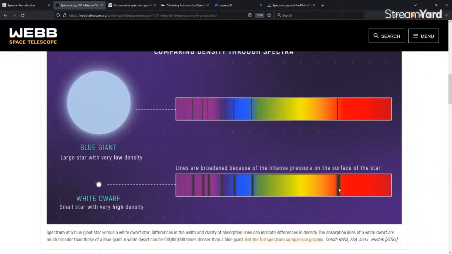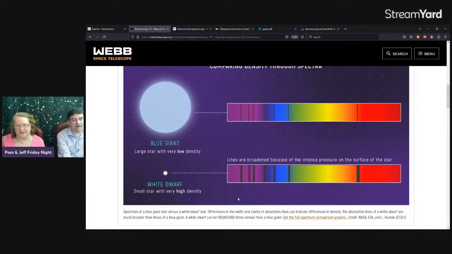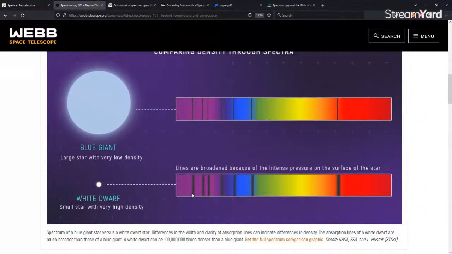And the reason for that is the pressure and heat in this high density white dwarf affects the electron shells. It's close enough to other atoms that the electron shells are shifted. Not all of them, but there's enough of a spread to make these lines wider and fuzzier. You want me to show it again? Yeah, there's enough of a shift to make the lines wider and fuzzier.